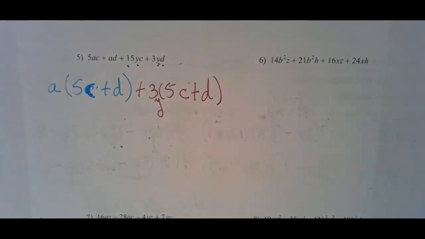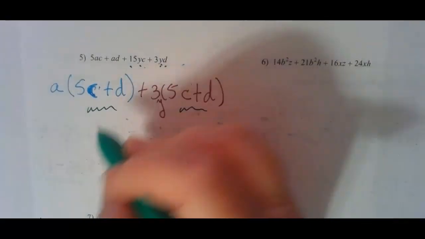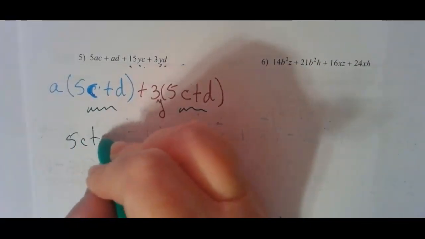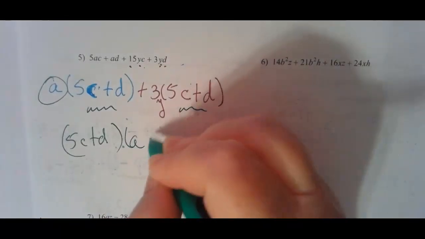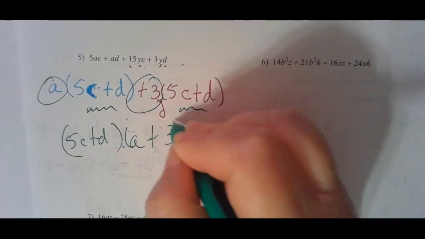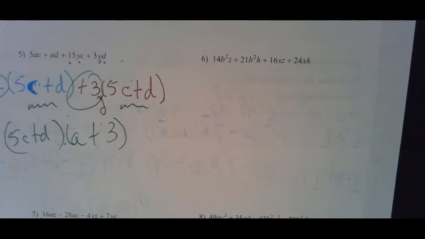As you can see, our two parentheses have 5C plus D. That's our first term. And then what's left over is our A and our plus 3. That one's factored. Alright, so same thing again. We're going to go again much faster.